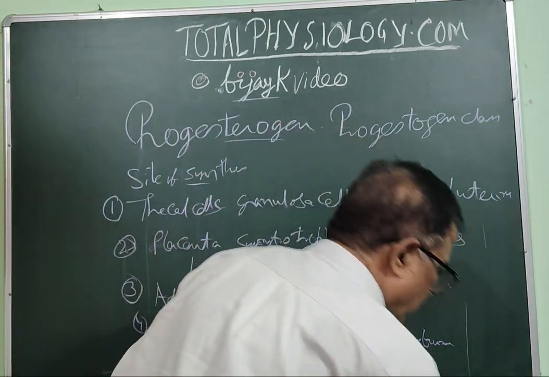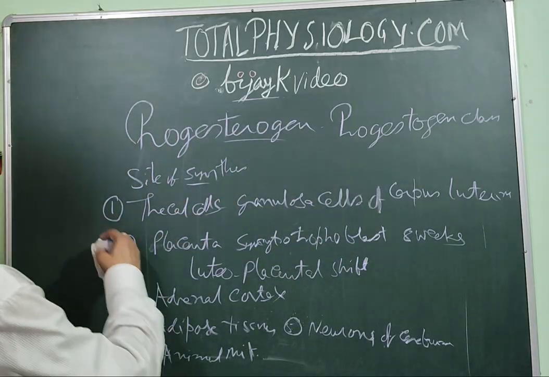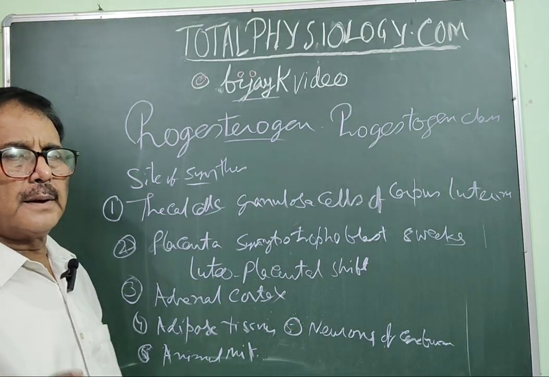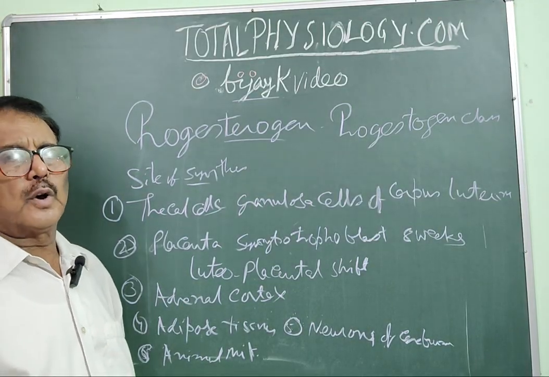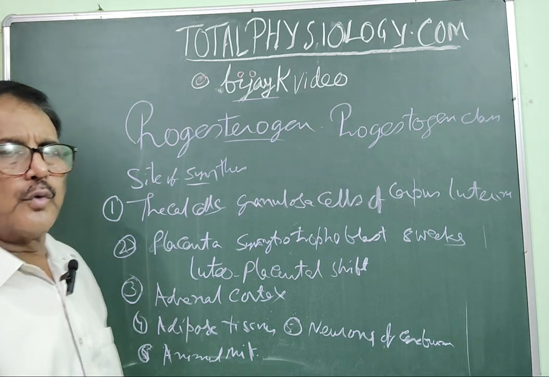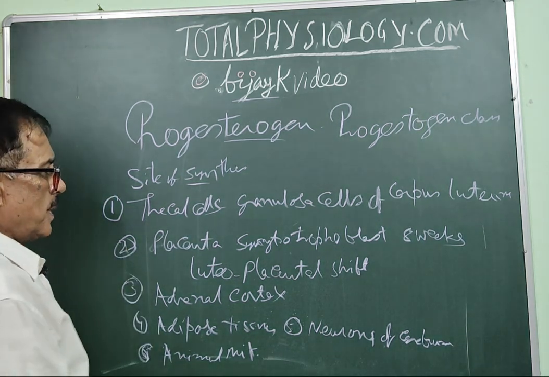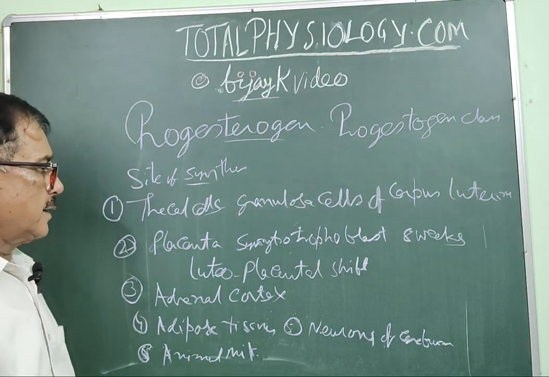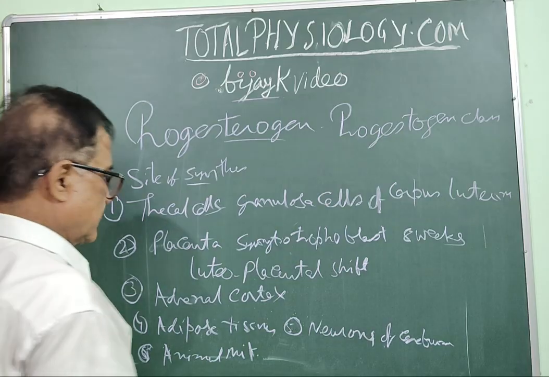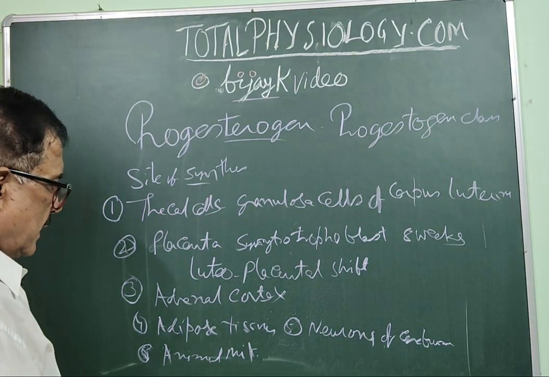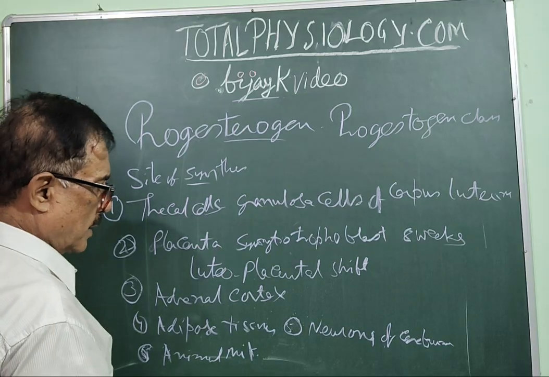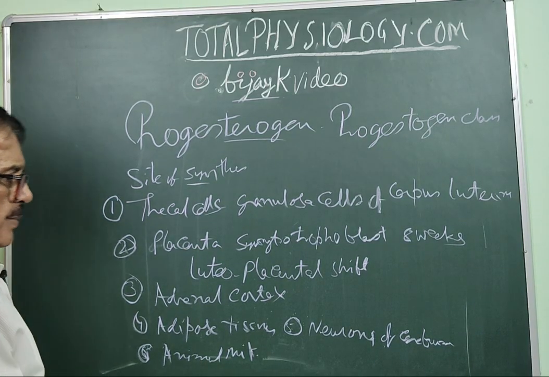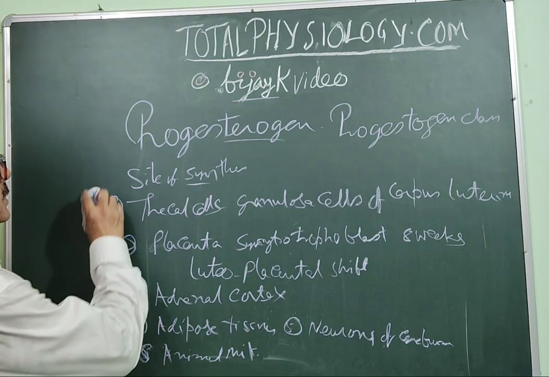This is the site of secretion. First is thecal cells, granulosa cells of corpus luteum, then from placenta, 8 weeks onwards, placenta will take over to form progesterone, and syncytiotrophoblast is the main site. This is also known as the luteoplacental shift. Then adrenal cortex, adipose tissue, neurons of cerebrum, and in animal milk it is also present. So this is about site.